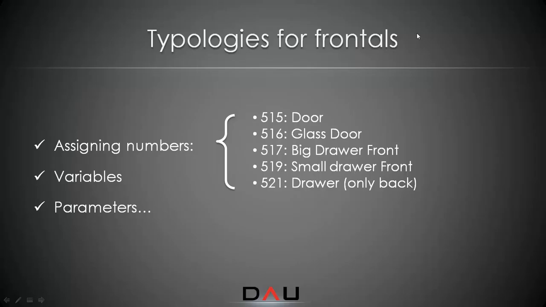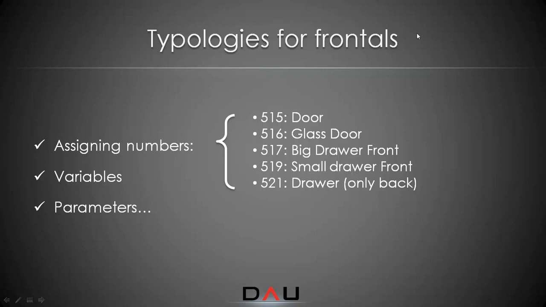Let's see now the topologies for the frontals. 515, the normal door is assigned to it. 516, it's the glass door. 517, assigned to big drawer front. 519, it will be the small drawer front. Big drawers and drawers usually have different finishes. We have left 518 empty, the eventual big glass drawer, not necessary, but we could use it. Then the 521 represents the internal drawing of the drawer.